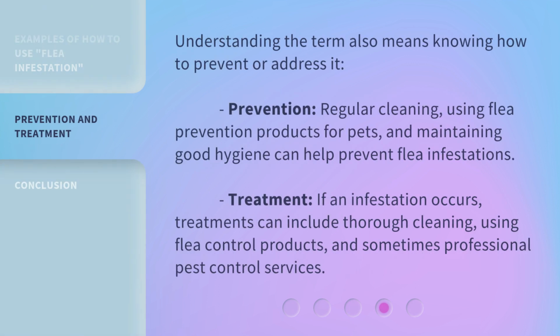Understanding the term also means knowing how to prevent or address it. Prevention. Regular cleaning, using flea prevention products for pets, and maintaining good hygiene can help prevent flea infestations. Treatment. If an infestation occurs, treatments can include thorough cleaning, using flea control products, and sometimes professional pest control services.